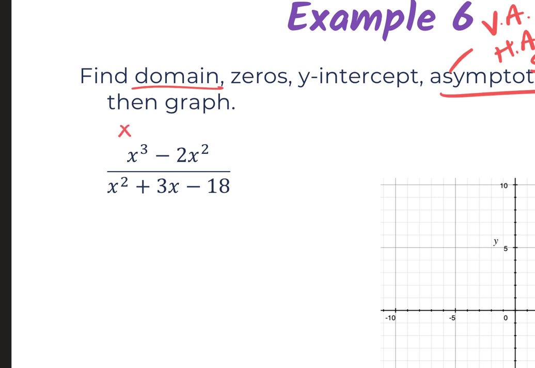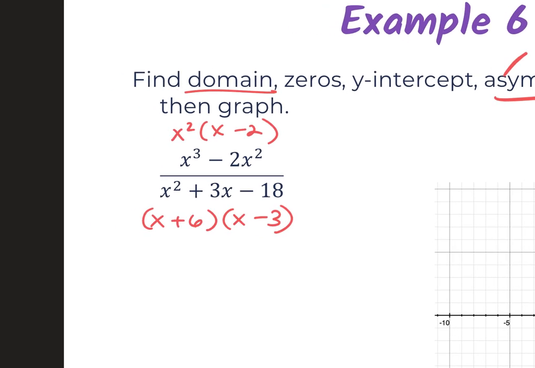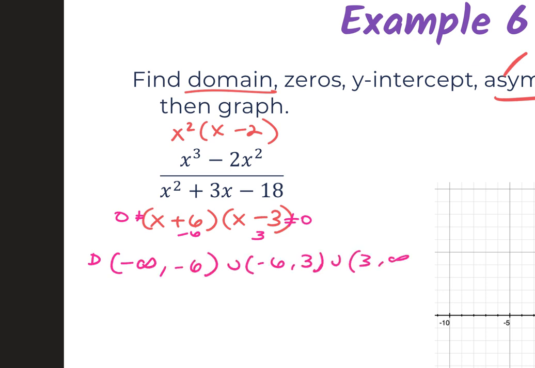So I'm going to factor first: x squared and then x minus 2 in the numerator, and in the denominator x plus 6 and x minus 3. And then before I do anything, I do the domain, which is that these can't equal 0. So the domain excludes -6 and +3: -infinity to -6, -6 to 3, and then 3 to +infinity. Then I check to see if there's a hole. So can I cancel anything from the top and the bottom? And you can't, which means there's no holes.